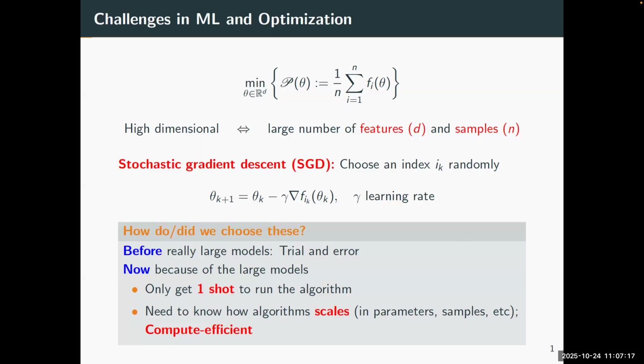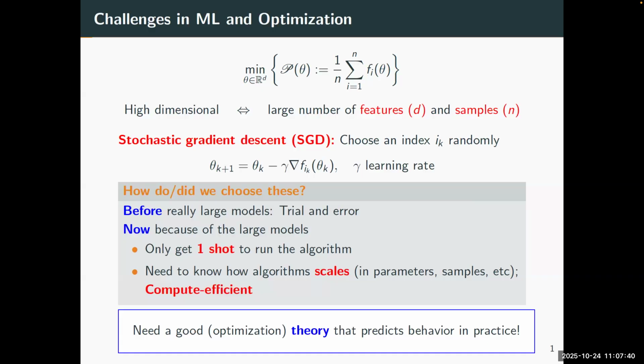In particular, how do they actually do it in practice now? They have to know how the algorithm and the architecture all scale. How the optimization problem scales as you change the number of parameters, the number of samples, the algorithm and the hyperparameters. And this is going to be related to something called compute efficiency. So the idea here is that we need a really good optimization theory that actually predicts behavior in practice, because now theory matters here. We have to know how these things scale. They can't trial and error their way through.